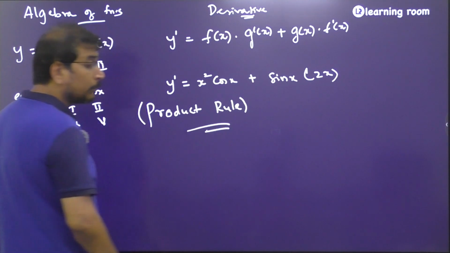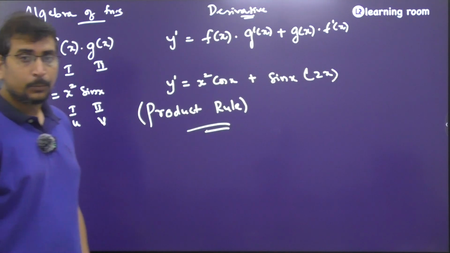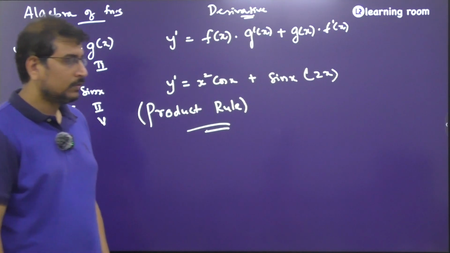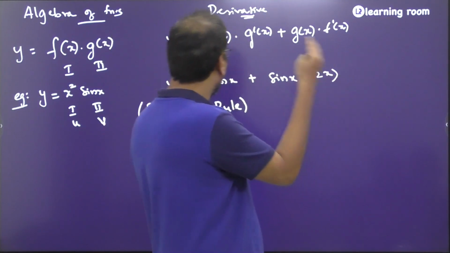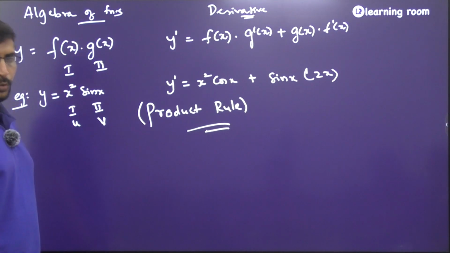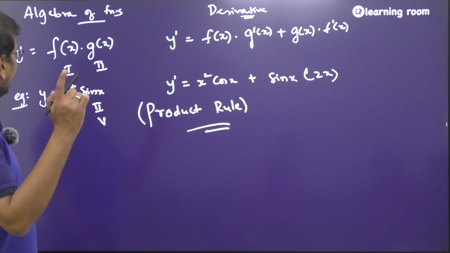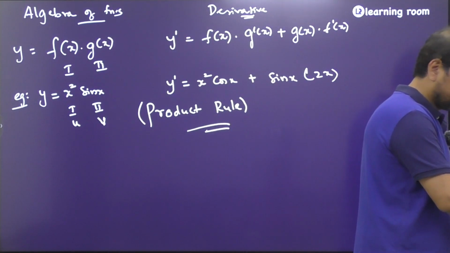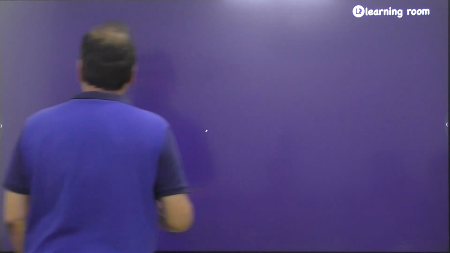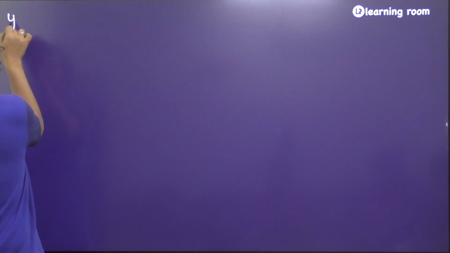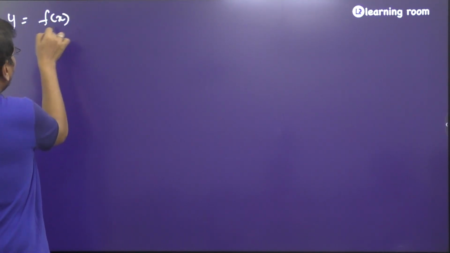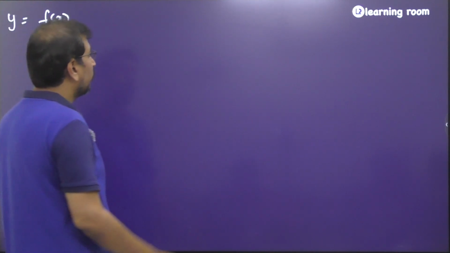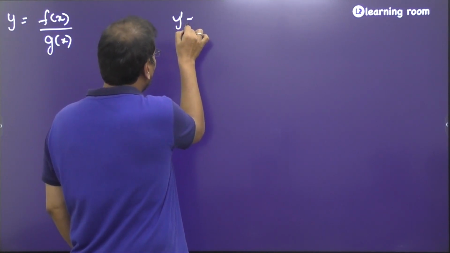This kind of rule is called the product rule. So when will you apply the product rule? When you have the product of two functions. When one function is multiplied with another, we use the concept of the product rule. Let me explain the last one, then you can make a note of it. The last operation that you have is y is equal to f of x divided by g of x. You call it the quotient rule. Then what will y dash be?